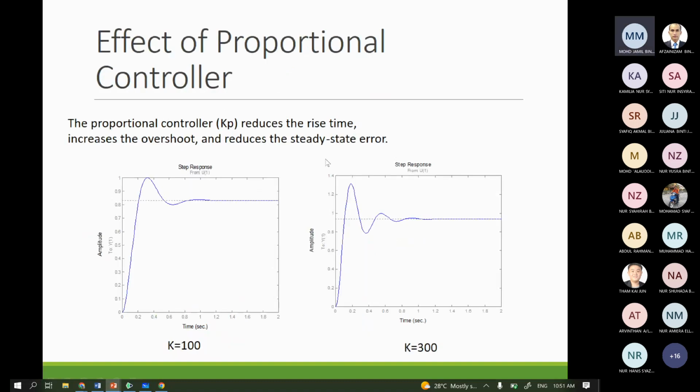So this is the figure when you use different Kp value, different proportional controller value. So if you use 100, the overshoot is less, but the steady state error is still bigger. But if you use a bigger Kp, you get more overshoot, but steady state error is reduced more. And also reduce the steady state error.